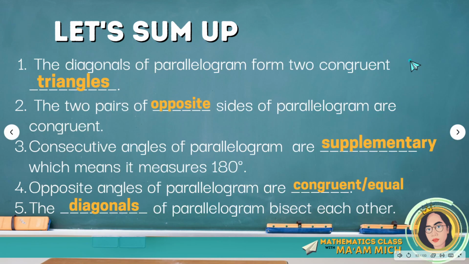Okay, number 1, the answer is triangles. Number 2, opposite. Number 3, supplementary. Number 4, congruent or equal. Number 5, diagonals. How many points did you get? Great job.